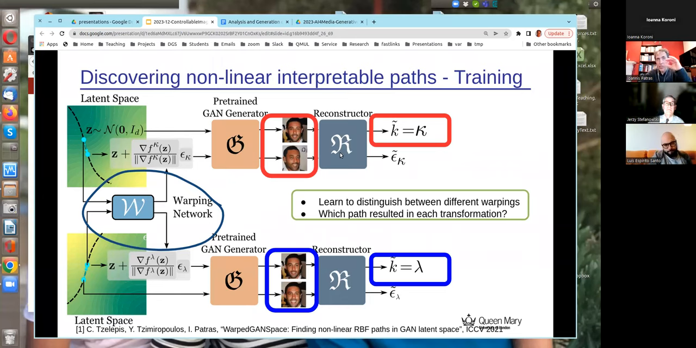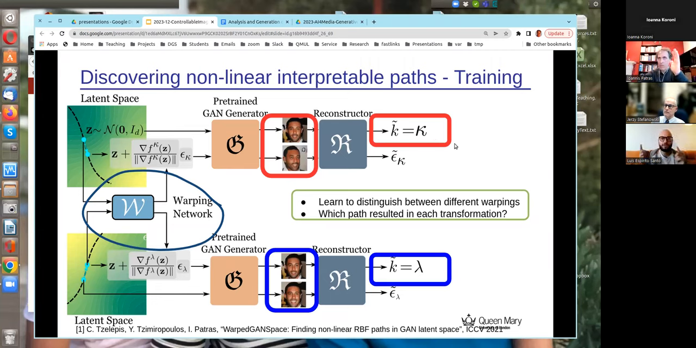Now, the warping network is trying to generate paths so as to make the job of the reconstructor, the judge, easy. What does it mean to make it easy? Let me see if I got it. It's almost like a multi-class classification problem where you're classifying the two pairs of images into one path, one transformation, one warping. Yes, it is exactly that. It is a multi-class classification problem. It takes a pair of images in the input, and in the output, it gives an index from 1 to k.